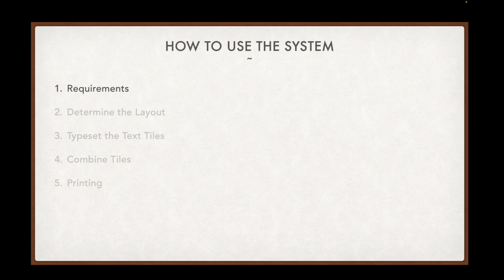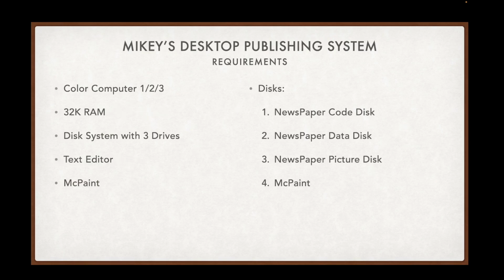First, let's talk about the requirements. So you need a Color Computer 1, 2, or 3, 32K of RAM. You do need a disk system with 3 drives. And again, I will talk about how to set that up in MAME. You need your favorite text editor, and you do need a copy of McPaint because this system uses the fonts from McPaint.